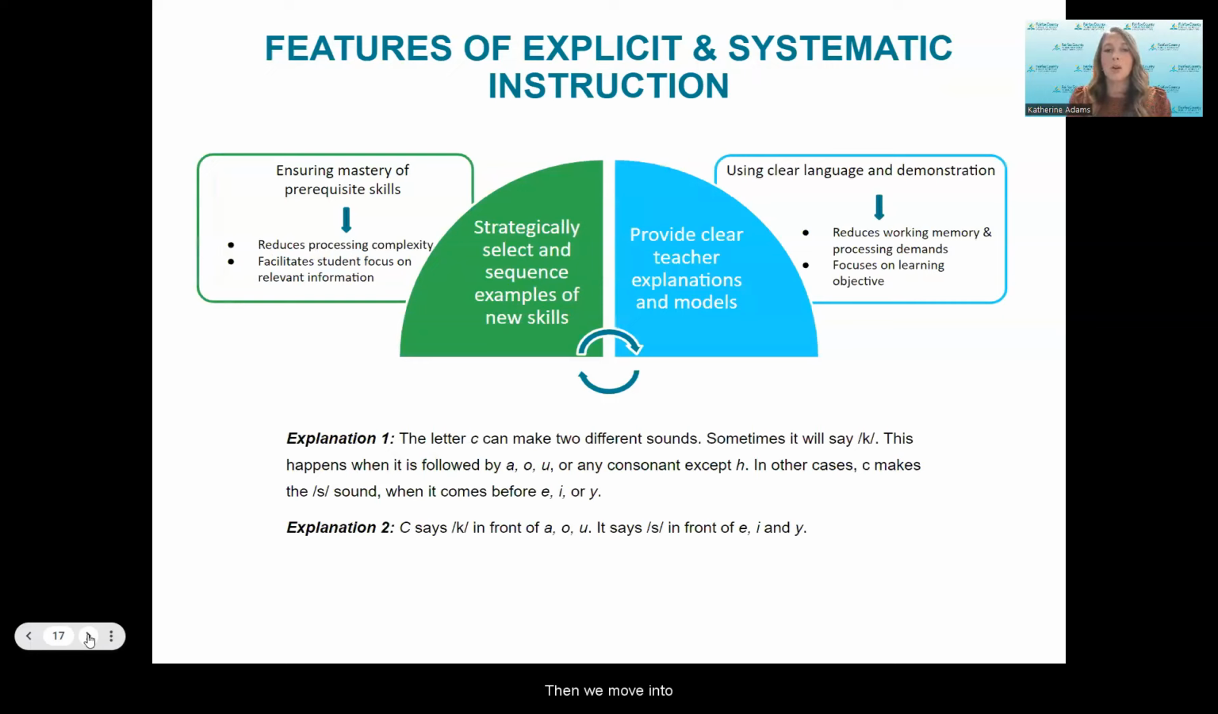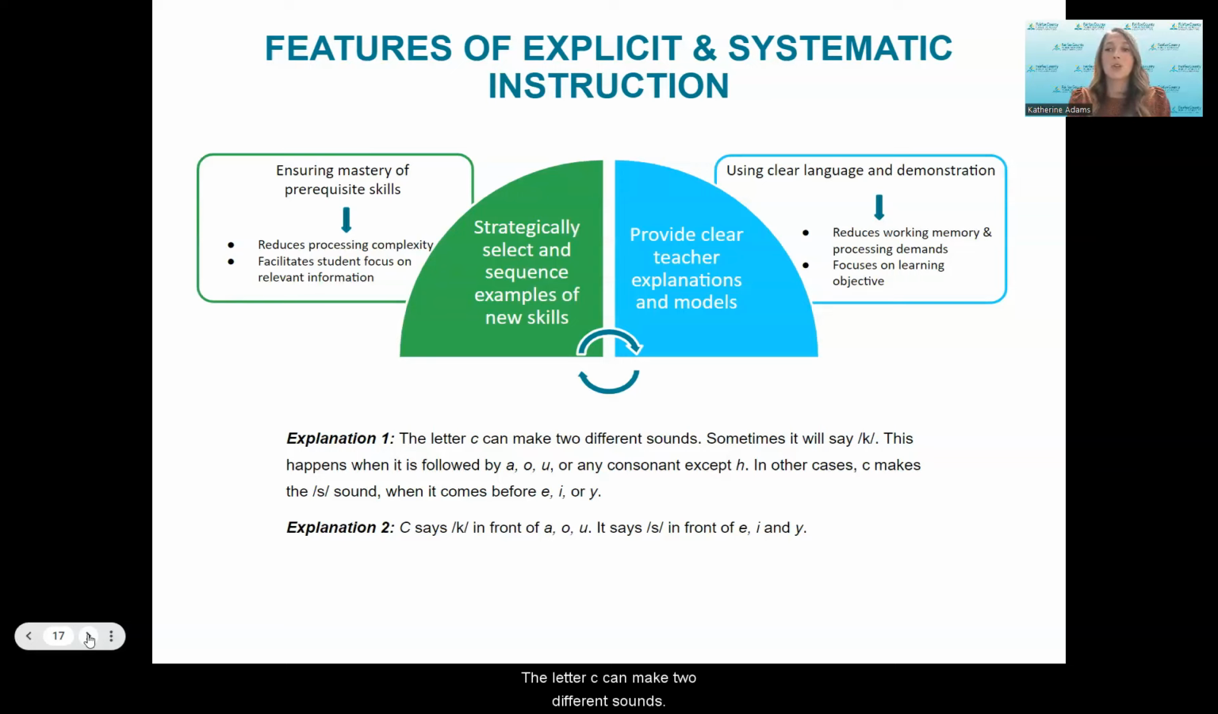Then we move into the I do piece of instruction, where we provide clear teacher explanations and models. This is where we're providing that direct instruction of the new content. This reduces working memory and processing demands for students and focuses in on that specific learning objective. I'll give you two examples below. The first is complex and really requires a student to process out the pertinent information. And then explanation 2 is really clear and concise, so it's easy for students to focus in on what they need to retain.